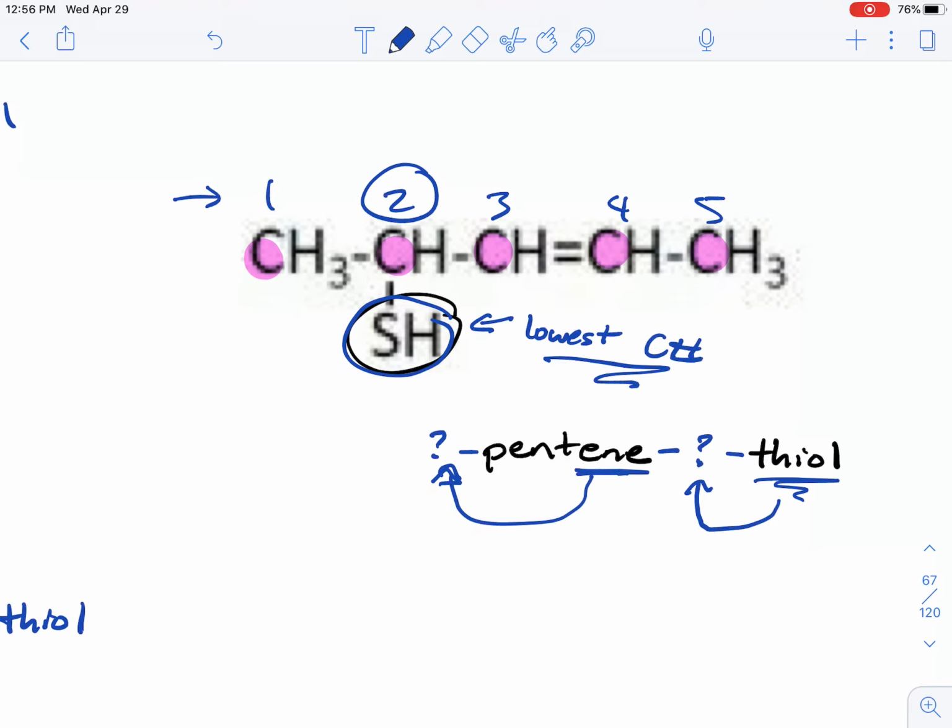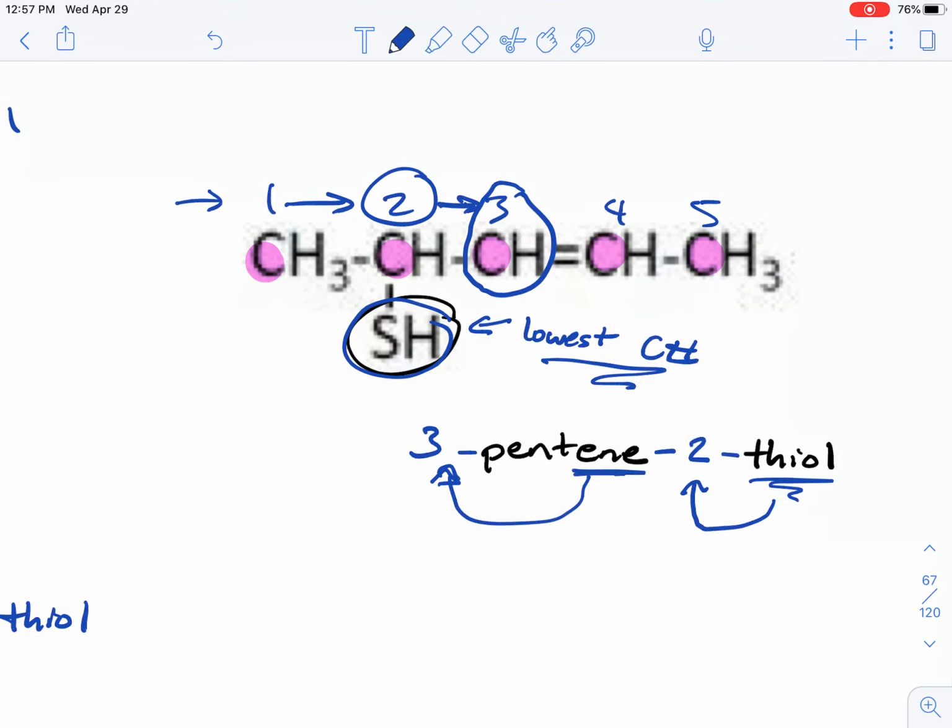And so here in this case, I'm going to go ahead and erase this question mark now that I've figured out my numbering system, and I'm going to put 2 thiol. And now that I've figured out my numbering system, I'm going to go from left to right, so 1 to 2, 2 to 3. And it looks like on the second carbon, that's where my double bond starts. So I'm going to say 3 pentene. And that would be the name of this organic compound, 3-pentene-2-thiol. Okay.